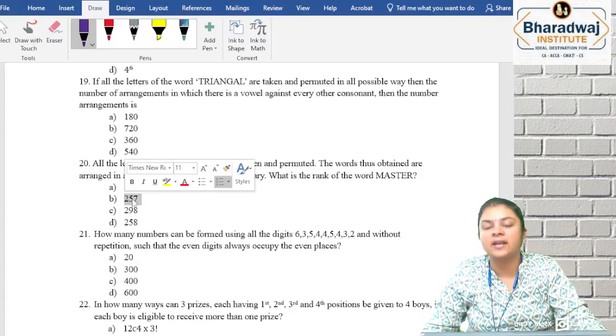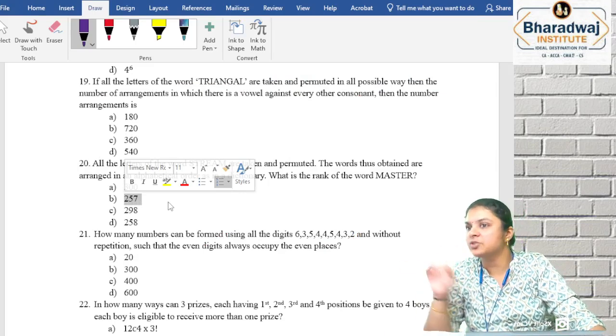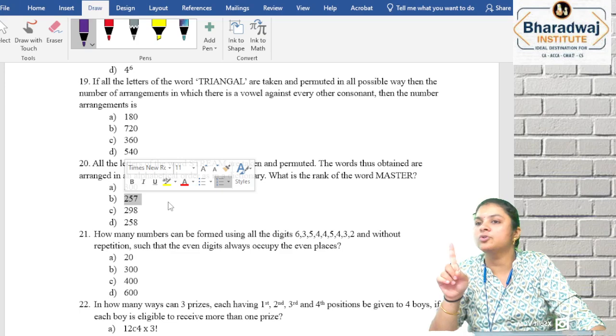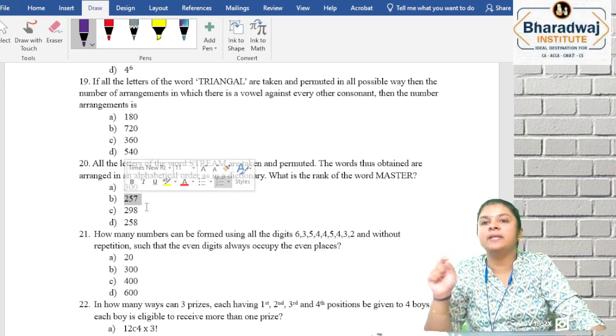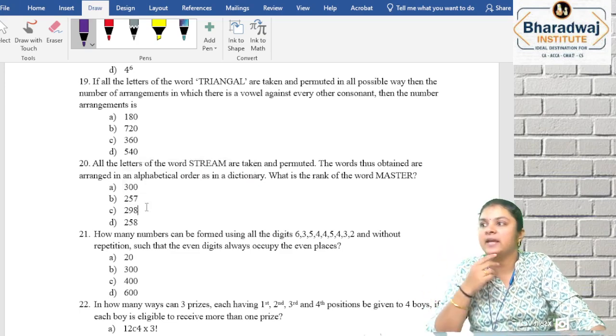If both 256 and 257 are in the options, don't choose the answer wrongly. 256, 257, both are there, so don't choose it wrongly. 257 will be the correct answer here, plus 1 in the ranking order.